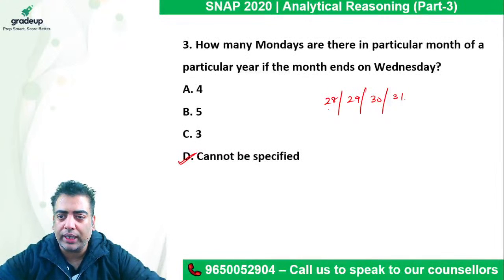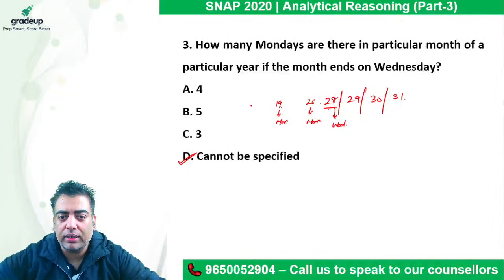Although we can also check it out. Let's consider a month which is ending in 28 days. So if the 28th is a Wednesday, then the 26th is going to be a Monday. Then 26 minus 7 comes out to be 19, which is again going to be a Monday.